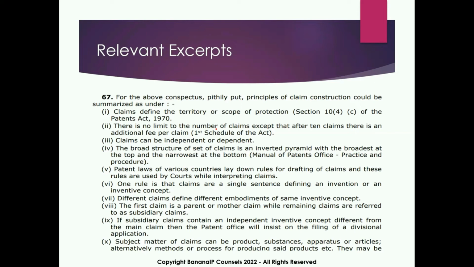The next one is, patent laws of various countries lay down rules for drafting of claims, and these rules are used by the courts while interpreting the claims. So the interpretation of claims depends on each jurisdiction. And one rule is that a claim is a single sentence defining an invention or an inventive concept. As we had discussed earlier, claims are always a single sentence that will end with a period, and the elements of the claims will always be separated by a semicolon.